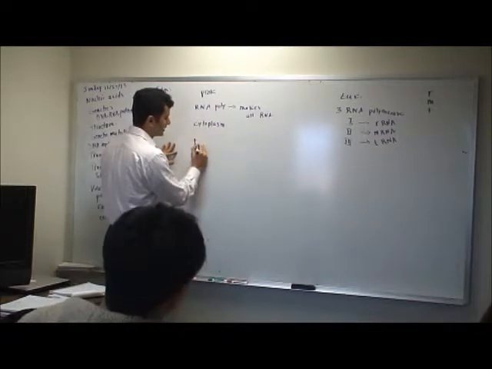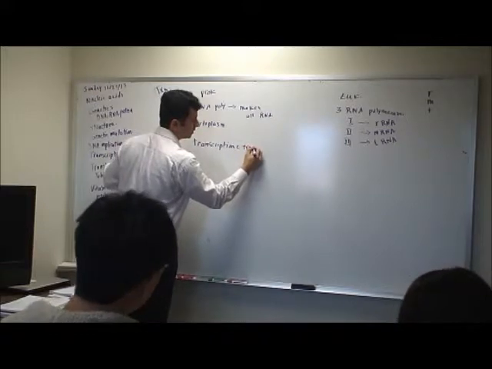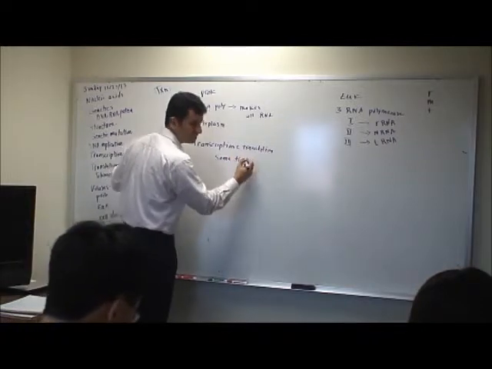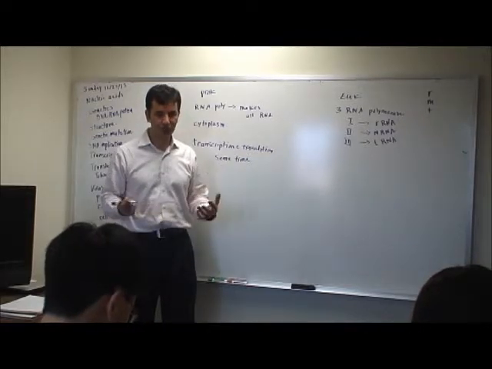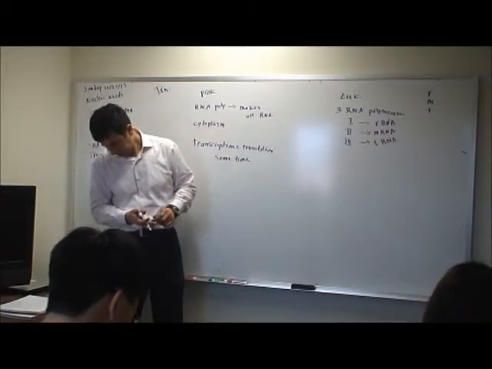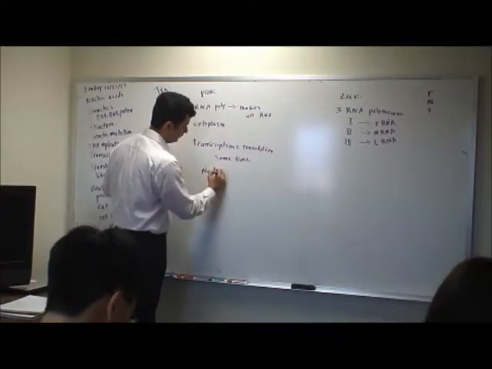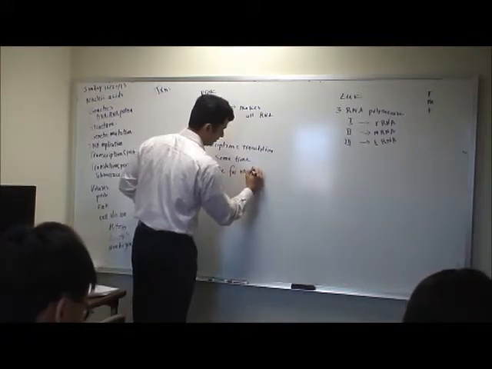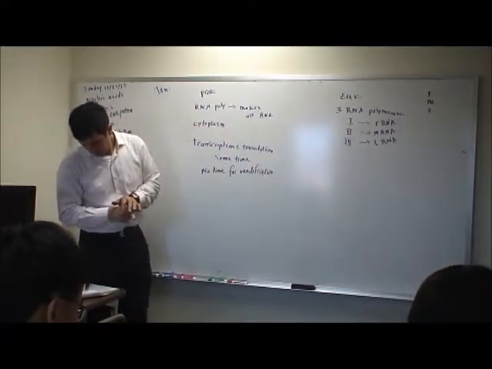For prokaryotes, transcription and translation happen at the same time. If there is no nucleus, everything is in the cytoplasm, so you can't separate them, there is no way for you to separate them because it's all in one place. So they happen at the same time, and there is no time for modification. Okay.